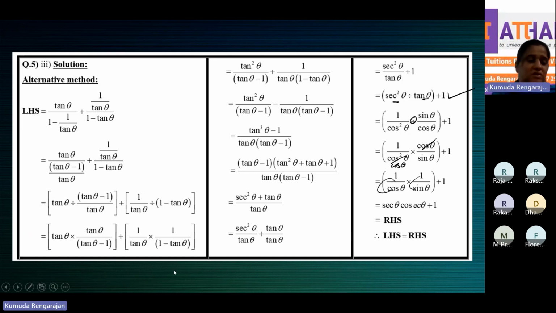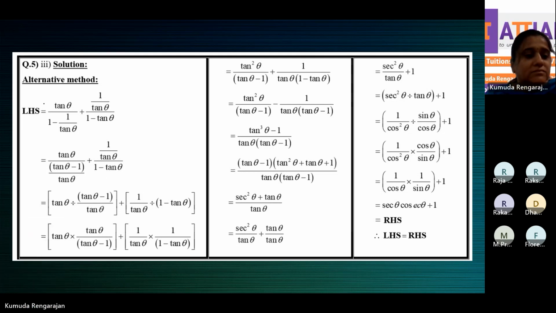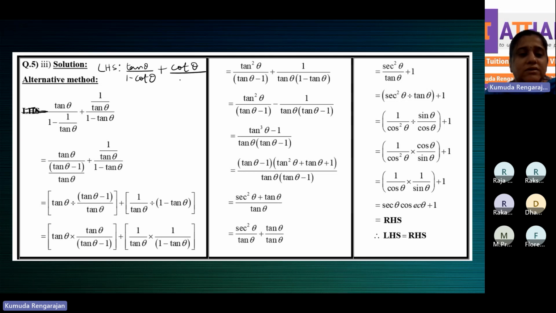All right. Write down, children. This is the alternate method. Please write on this, all of you. Start like this, children. LHS is tan theta divided by 1 minus cot theta plus cot theta divided by 1 minus tan theta. This is the LHS.